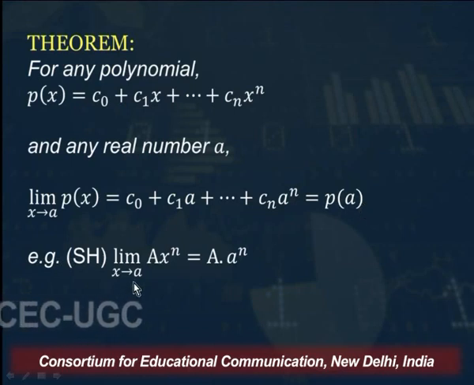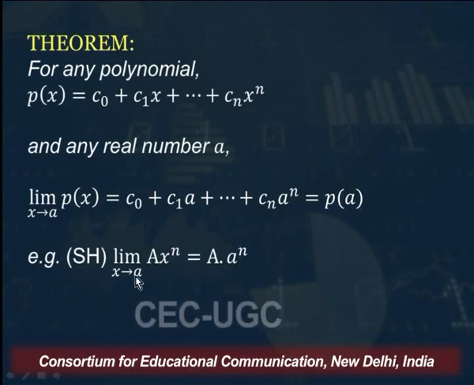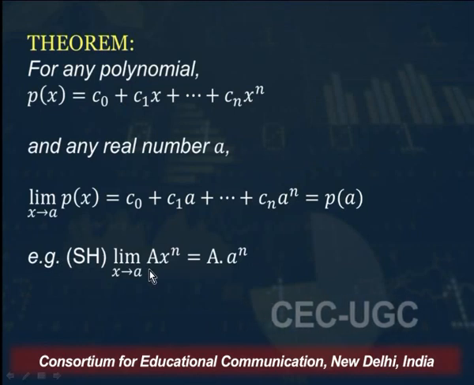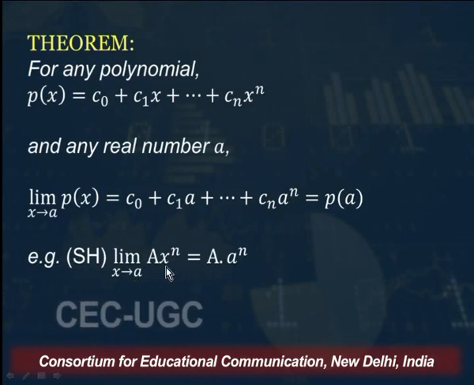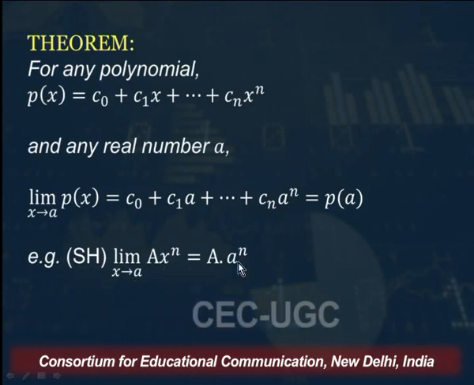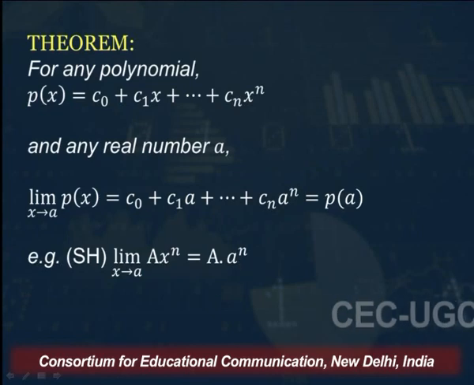Okay, so this is another example from Sitzeder and Hammond. What is the limit of capital A times x to the power n as x tends to a? All you have to do is substitute a into x, and your answer is capital A times a to the power n.